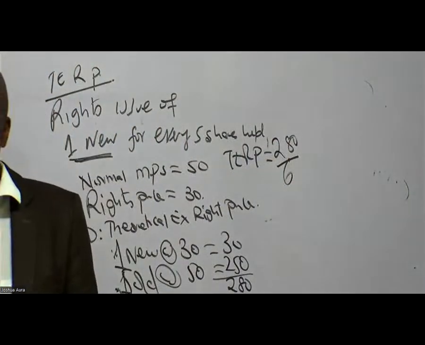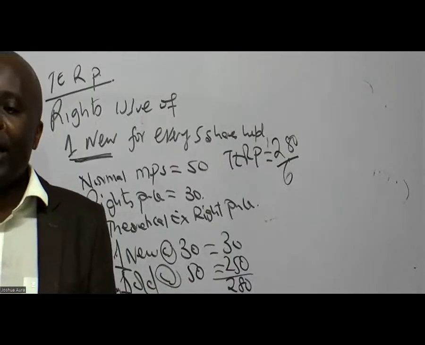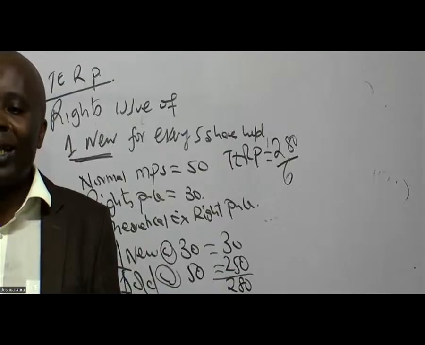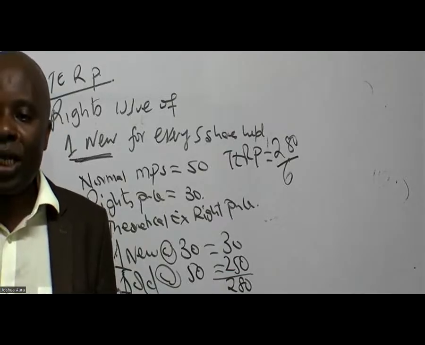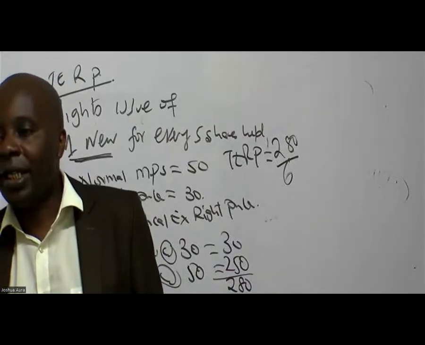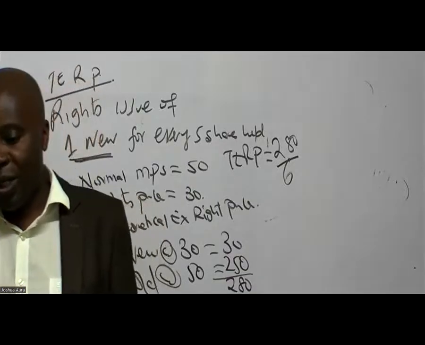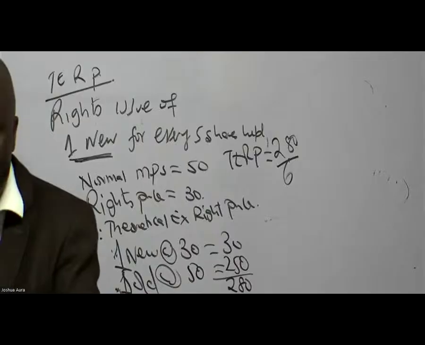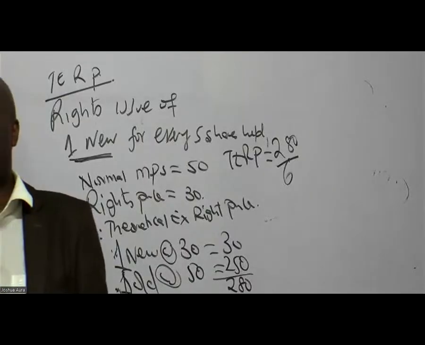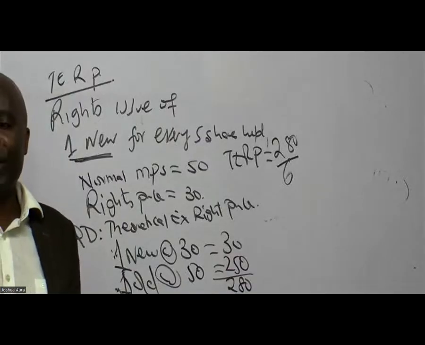So 280 divided by 6, you'll be able to get the theoretical ex-rights price. Like this question that we are doing, can somebody go back and read for us? This is a rights issue of how many shares for how many old shares? Can somebody read for us that rights issue? What do we have there?